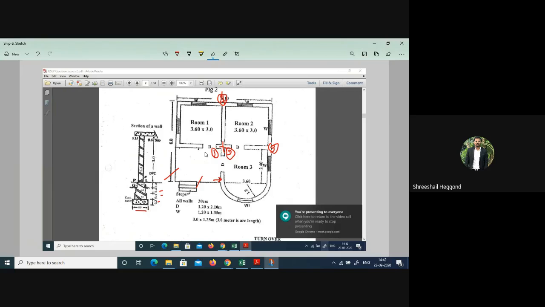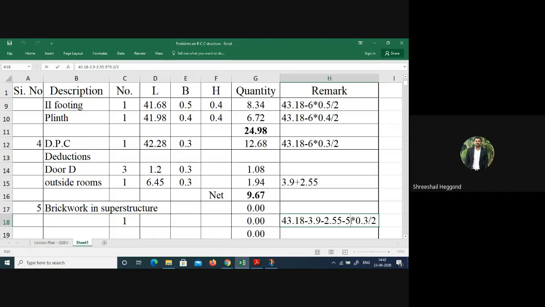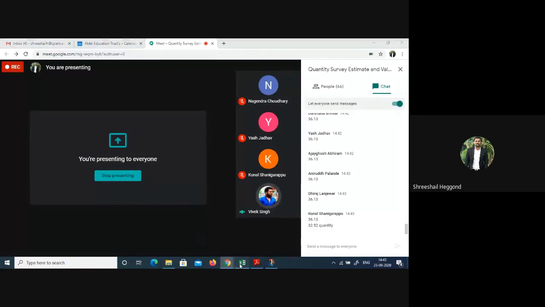Only 4 T junctions will be there. Therefore, the multiplication factor will be 4 over here. Find out the length, that is 6.13.